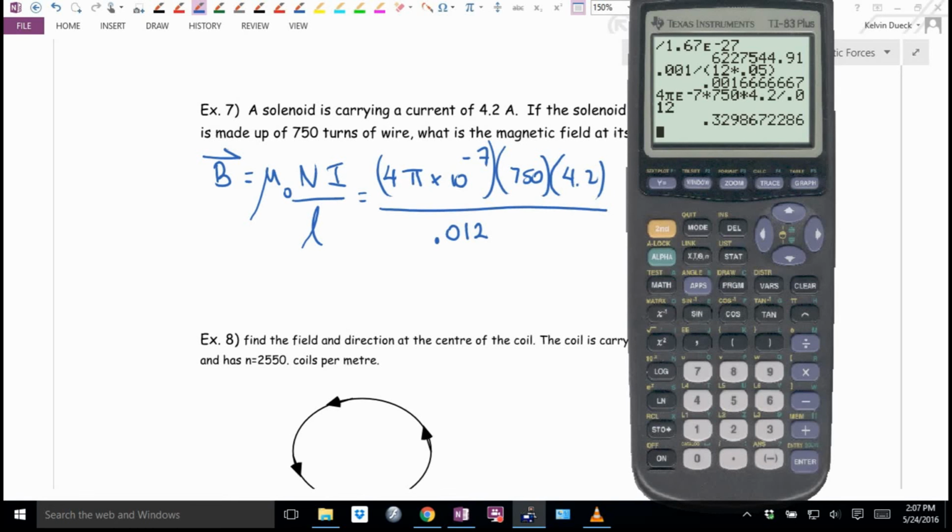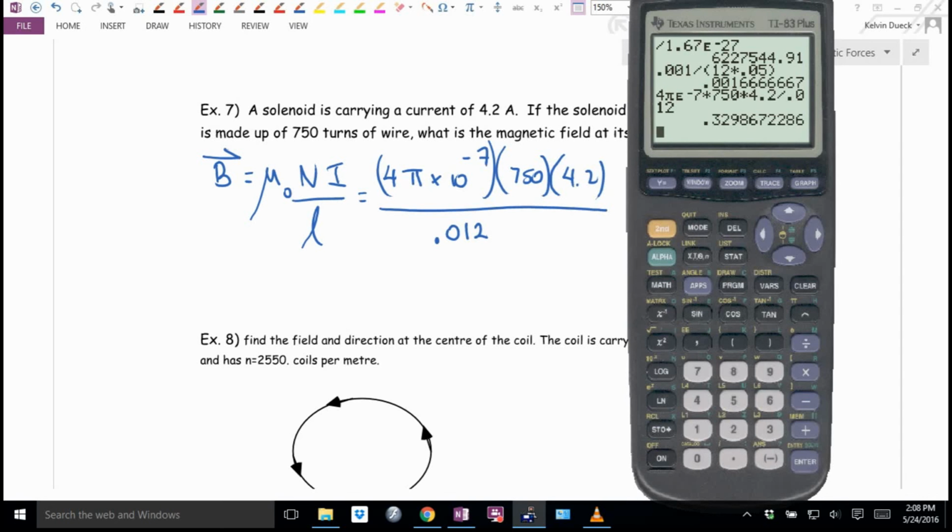So, anybody not able to get that, now is your time to ask. Like you're getting an error or not the right answer? Saying an error. So you're going to type times button, and then you're going to go for scientific notation, -7, times 750 times 4.2 divided by 0.012. And it seems to be primarily the Casios, so it's got to be how their OS does that calculation.